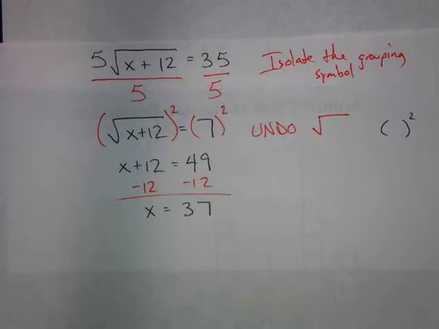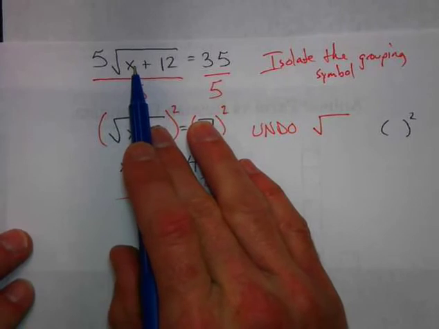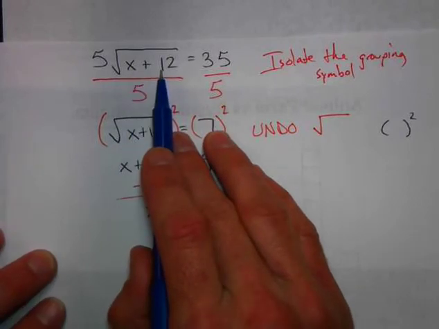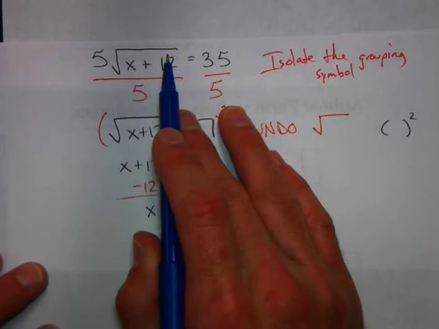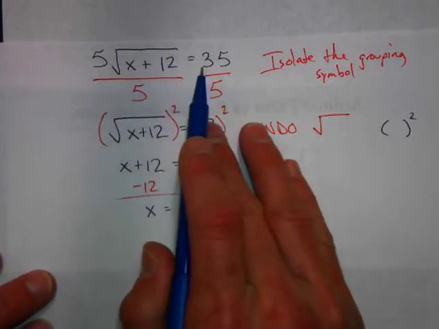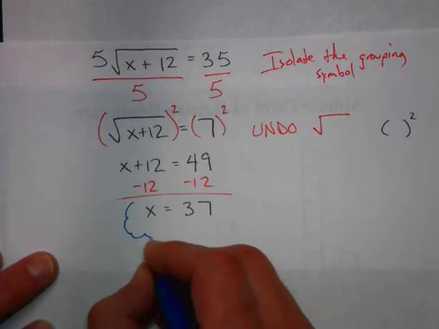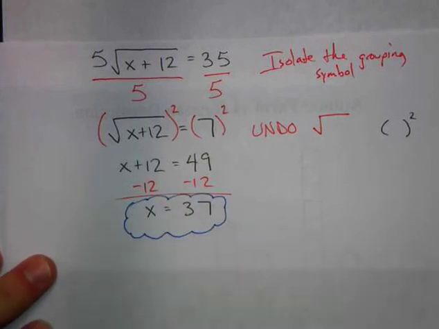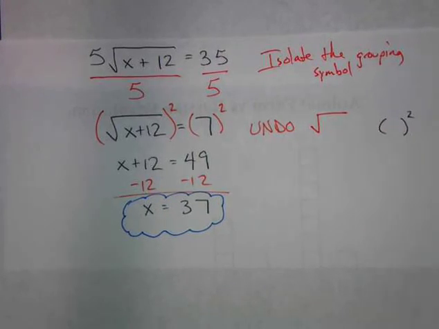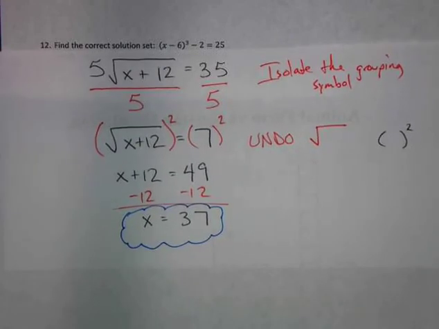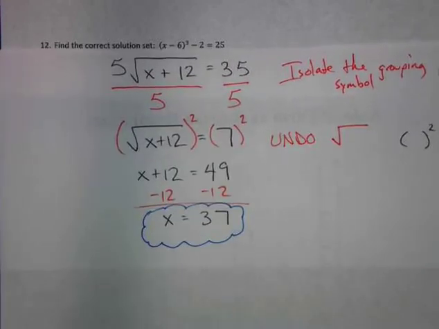If you want to do a mental check, plug 37 in for x. 37 plus 12 is 49. The square root of 49 is 7. 7 times 5 is 35. It checks out. So our solution is x equals 37. Just remember, it's the same process we've done for number 10, 11, 12, and 13. Isolate the grouping symbol and then undo it. If it's absolute value, case 1, case 2. If it's square root, take the second power. If it's squared, take the square root. If it's cubed, take the cube root, etc., etc. And that is it for Common Assessment 2.